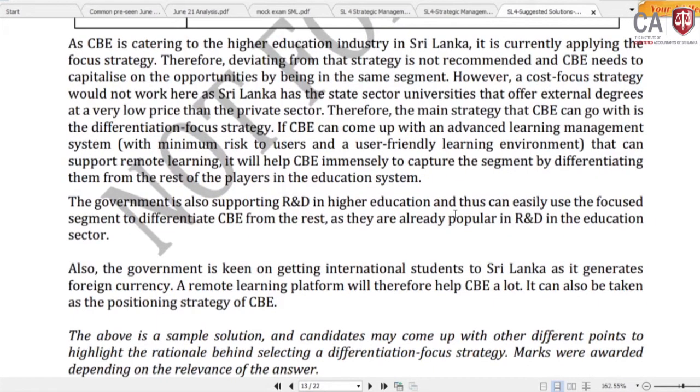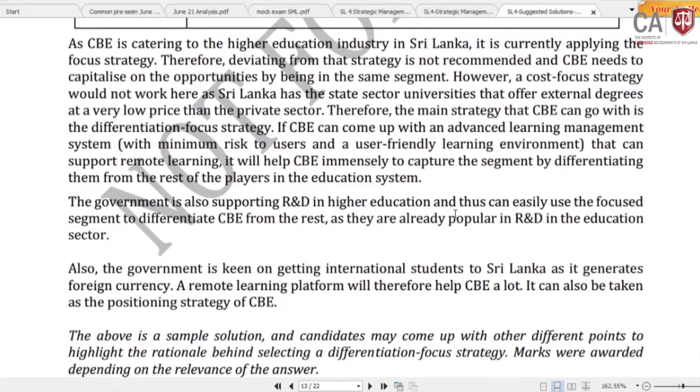As CB is catering to the higher education industry in Sri Lanka, it is currently applying the focus strategy. Therefore, deviating from that strategy is not recommended, and CB needs to capitalize on the opportunities by being in the same segment. However, the cost focus strategy would not work here, as Sri Lanka has state sector universities that offer external degrees at a very low price compared to the private sector. That's true. No, cost focus is not appropriate for them.